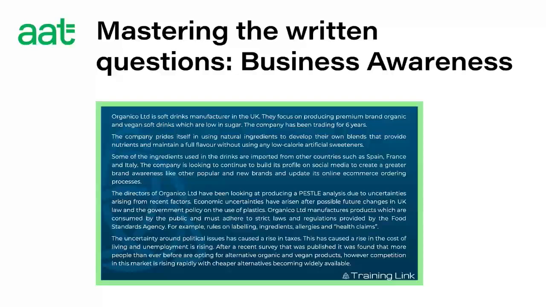The uncertainty around political issues has caused a rise in taxes. This has caused a rise in the cost of living, and unemployment is rising. After a recent survey that was published, it was found that more people than ever before are opting for alternative organic and vegan products. However, competition in this market is rising rapidly, with cheaper alternatives becoming widely available.